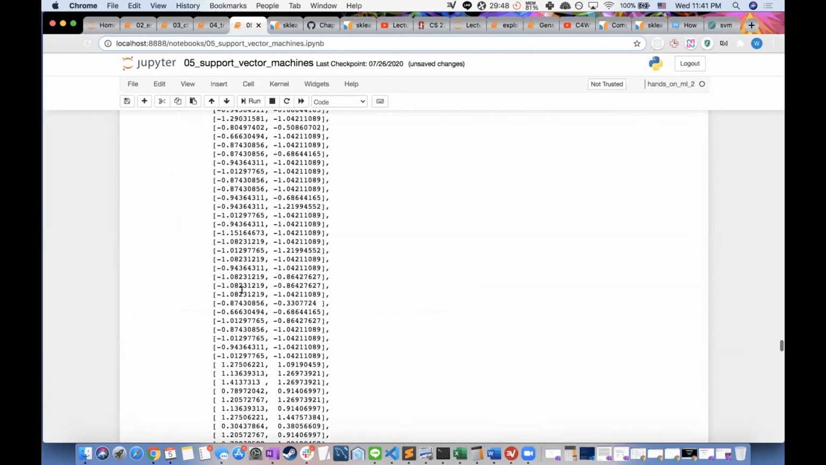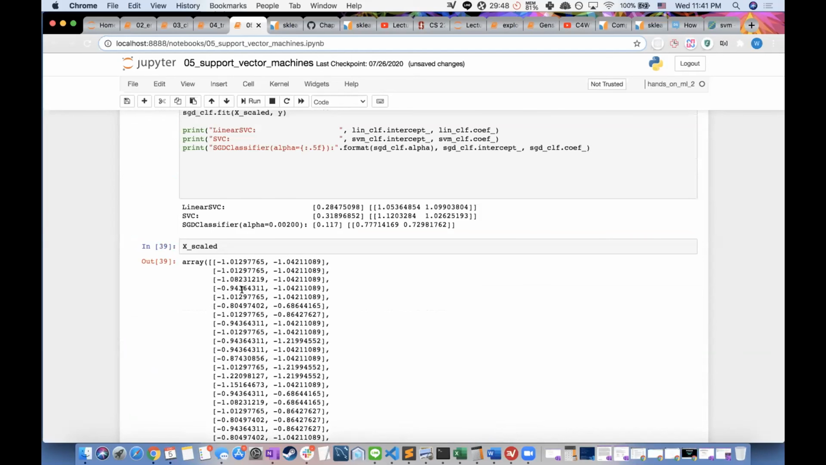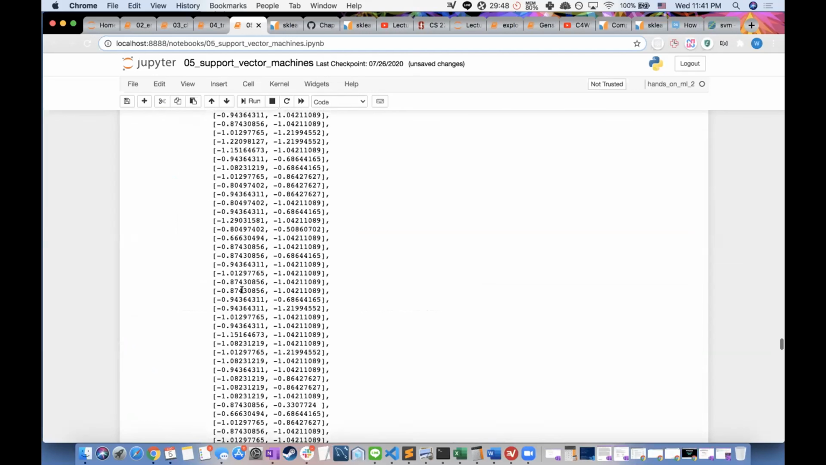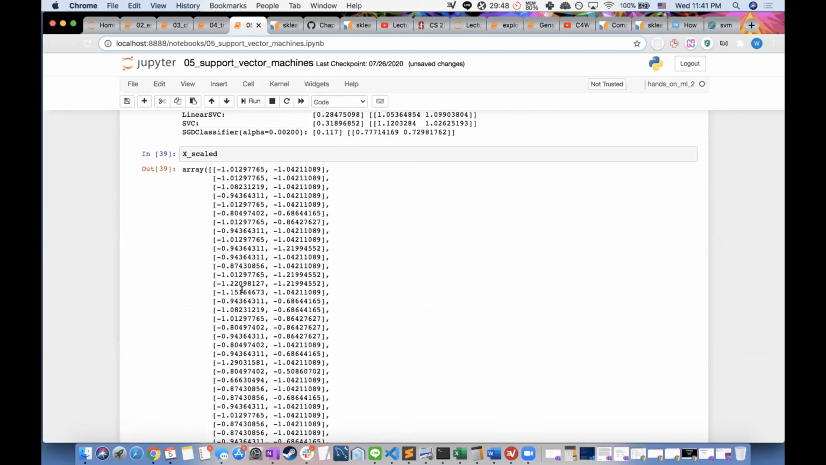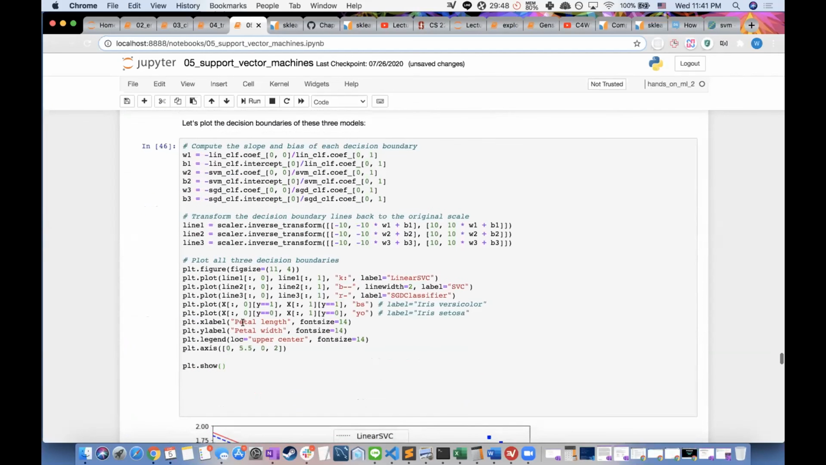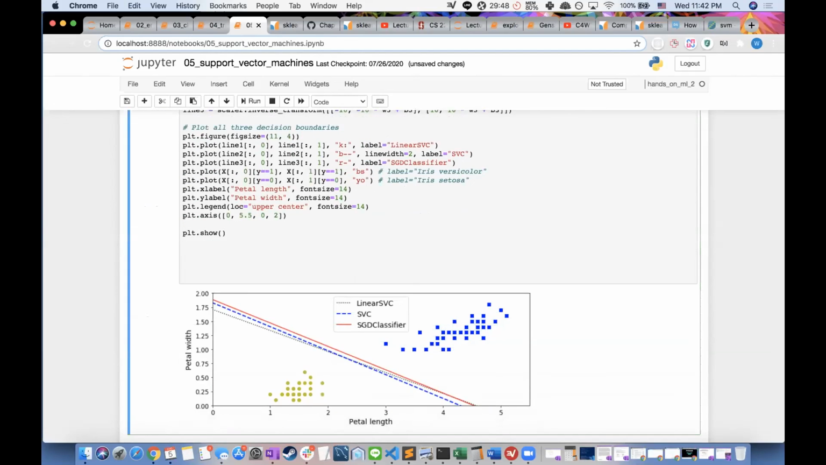So it's all basically almost within -2 and +2. Yes, so scaling means +2, plus 1, I think. Yeah, and let's see what line 1 looks like.